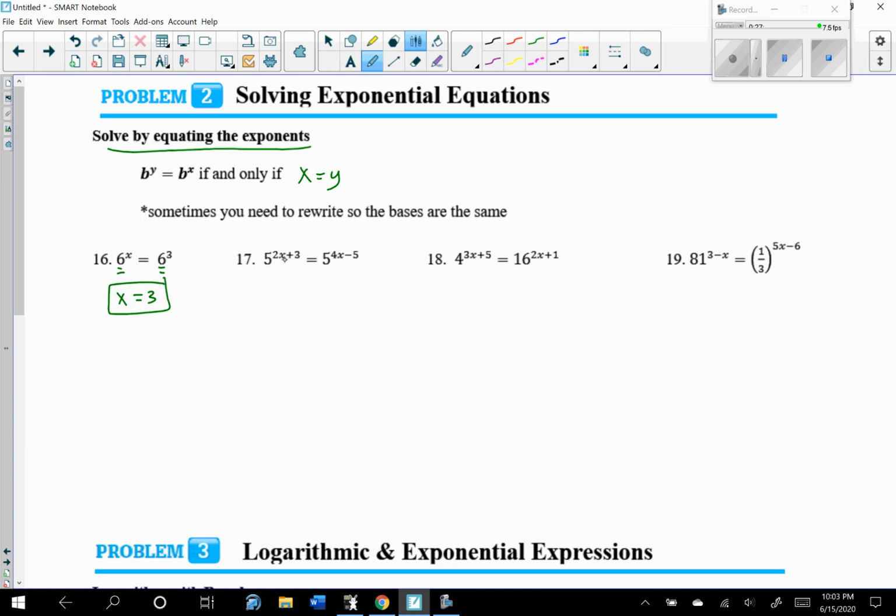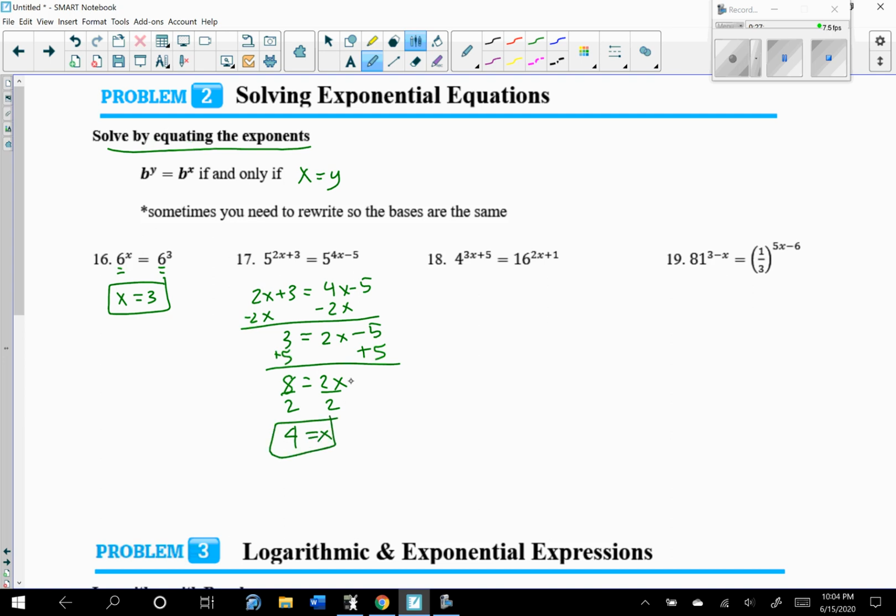Over here, same base, therefore 2x plus 3 has to be equal to 4x minus 5, and then you're just solving the equation. So get your like terms together, subtract the 2x to the other side to get the x's together. And then we want to get the 5 to the other side to get the numerical terms 3 and 5 together. Solve for x, divide by 2. So x is equal to 4, and of course you could always plug that into both sides to make sure they are equal to check.